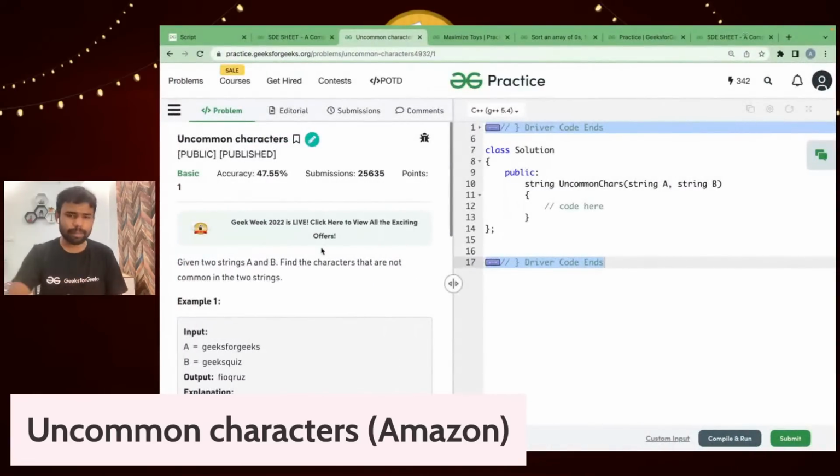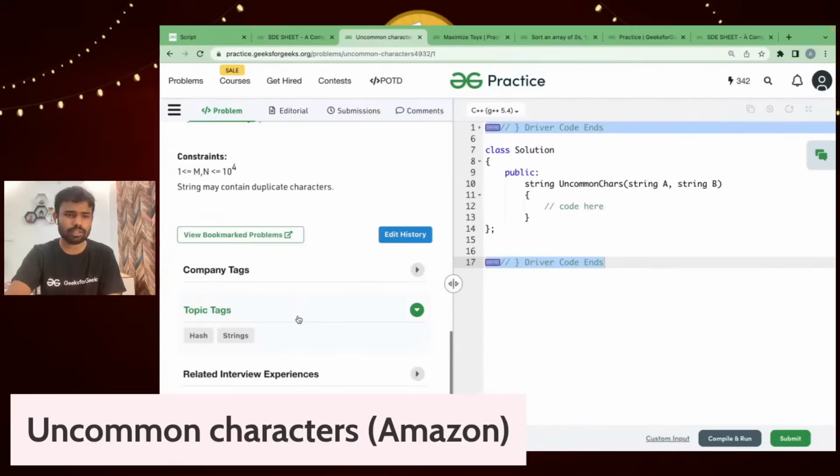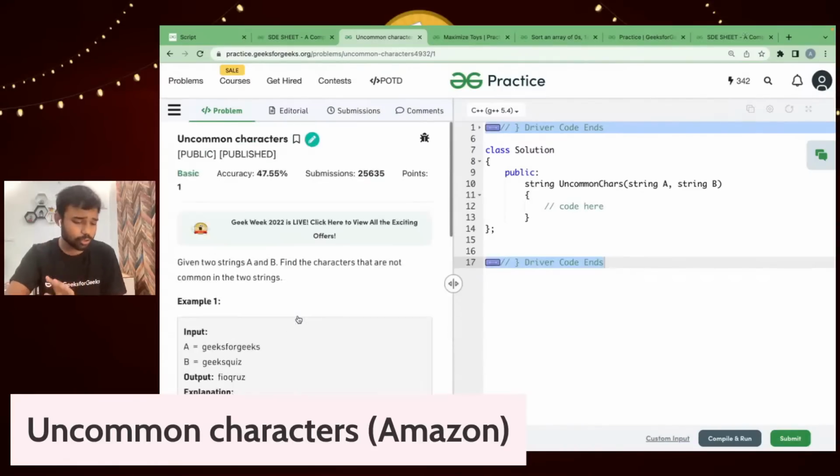No, I don't think that DP is preferable here. If we also look at the topic tags, that also includes hashing and string. Exactly. What we can do is store the frequency of each and every character, and on the basis of that frequency, we will compare what the uncommon characters are.